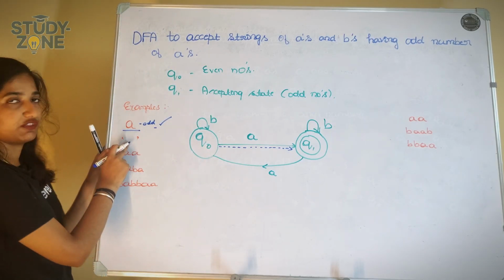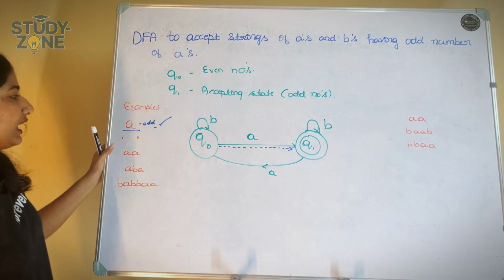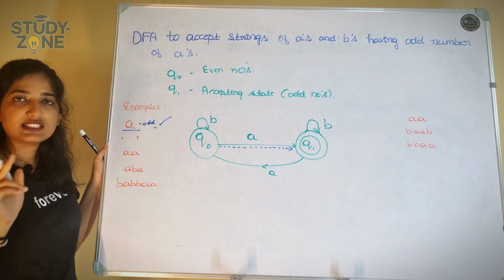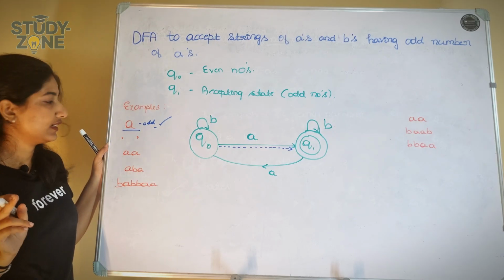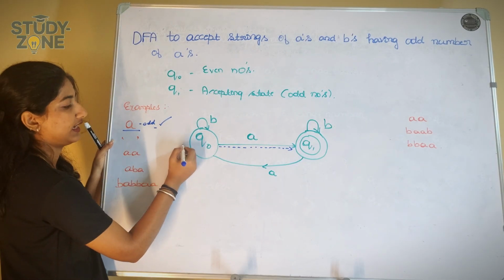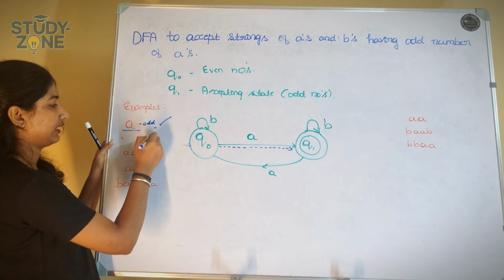So this string gets accepted and the transition diagram is correct for this example. Now this is a null set, which means we don't have A or B. This one should get rejected. Why? If there is 0 A, then it is considered an even number of A's, right? So this will not enter the final state, and it will get rejected.